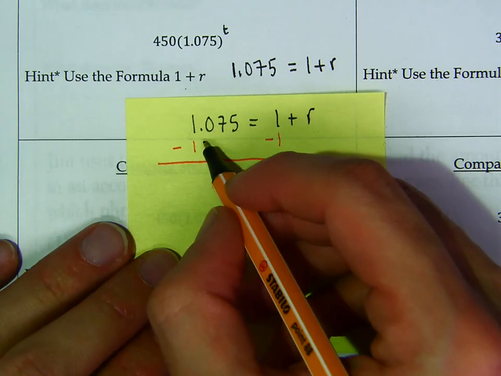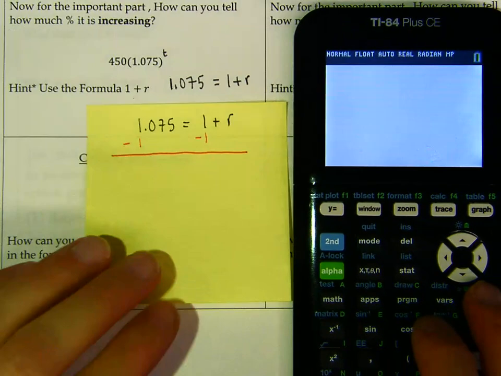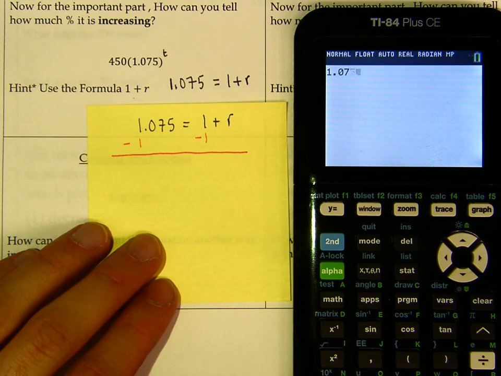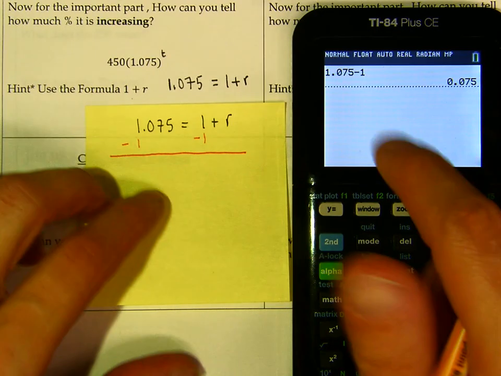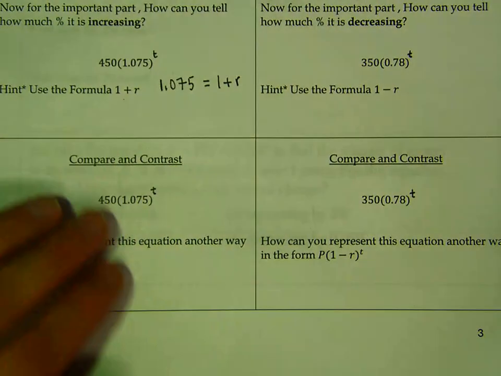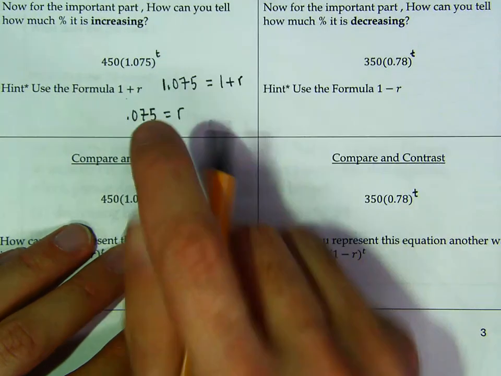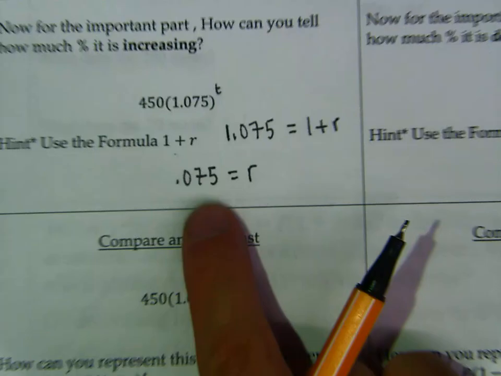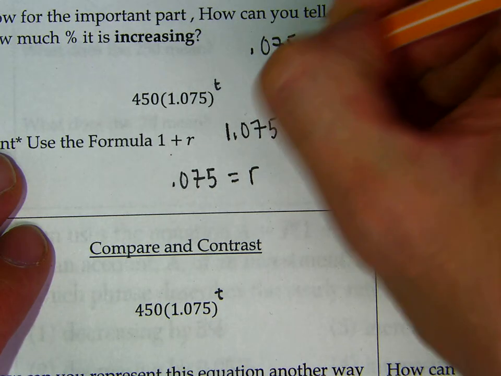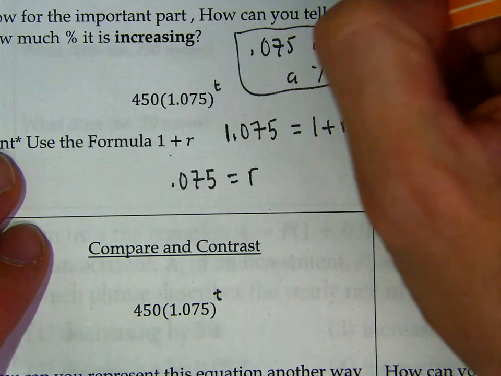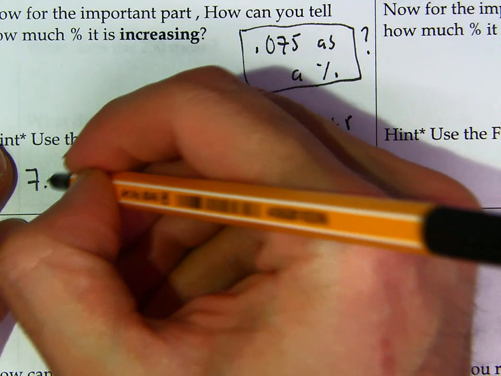If I subtract 1, and you could try this on the calculator real quick, what is 1.075 minus 1? Notice it's 0.075. So notice that r must equal 0.075. But then what's the next idea? Pause the video. What is 0.075 as a percent? It must be 7.5%.